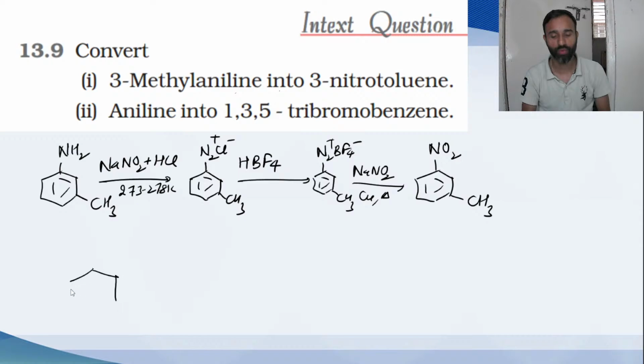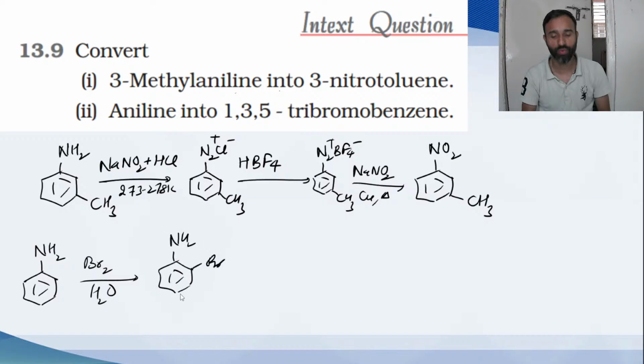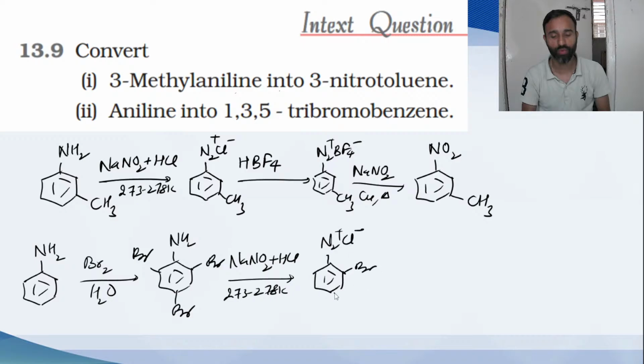Aniline to 1,3,5-tribromobenzene. So aniline on bromination, what do we get? 2,4,6-tribromoaniline. Now replace NH2 by H. So first of all, again diazotization, NaNO2 and HCl at 273 to 278 Kelvin temperature. We get this product. Then with ethanol or H3PO2 plus water, it is replaced by H. So we get 1,3,5-tribromobenzene. That's it.